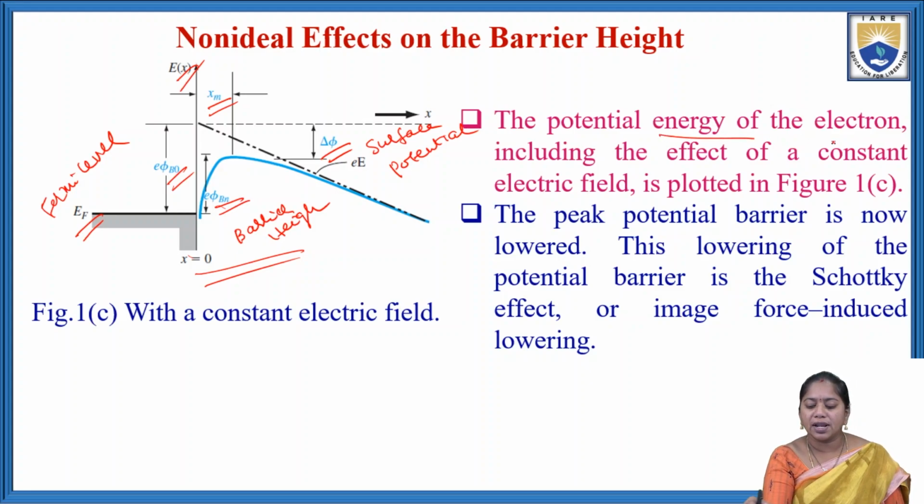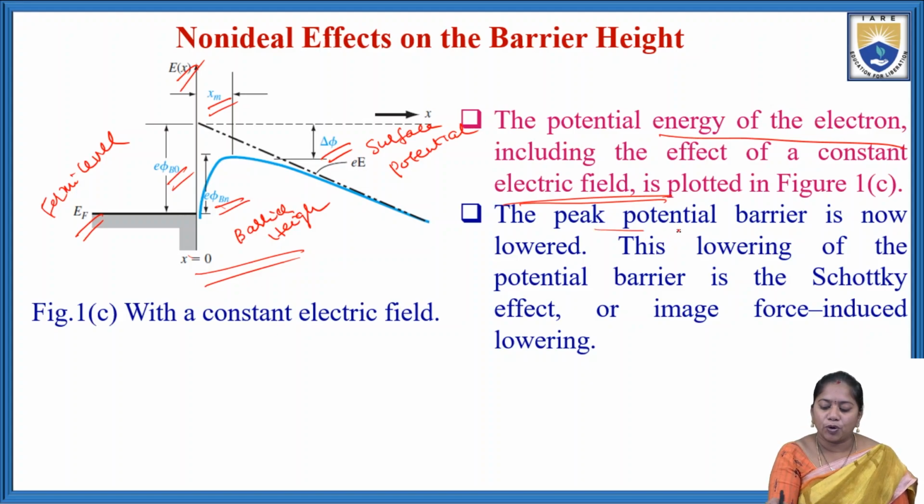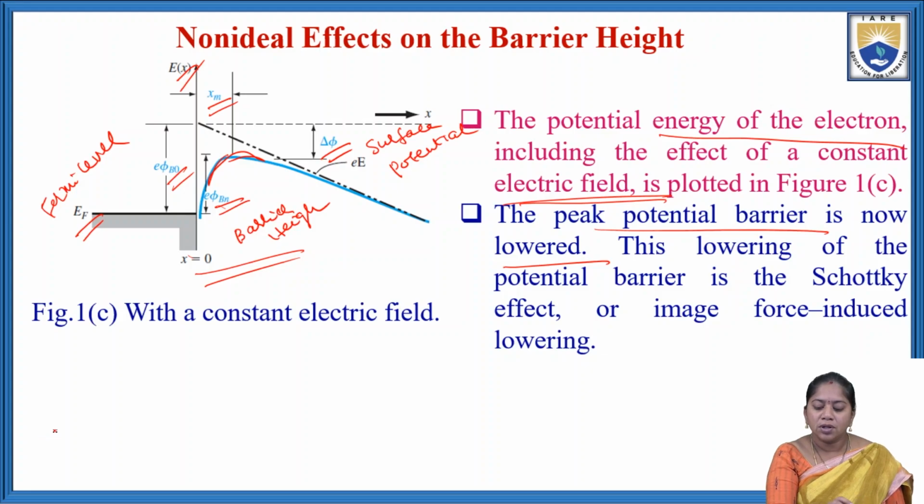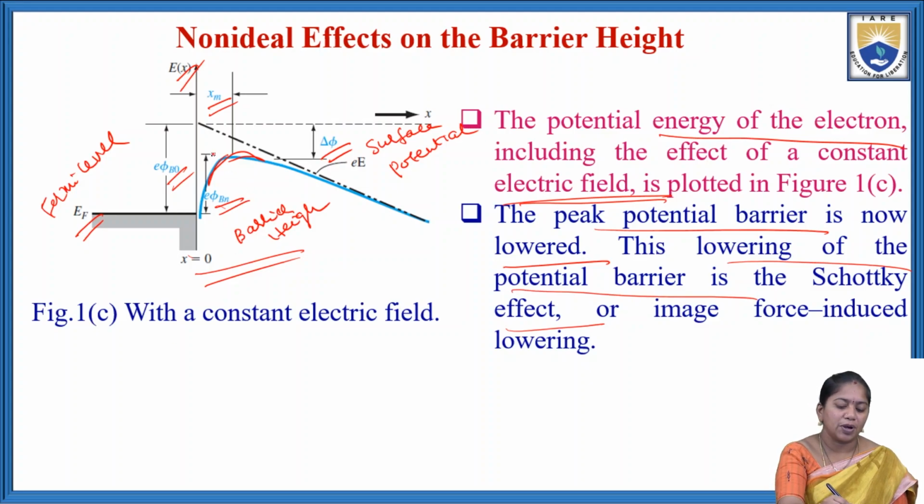So this is the potential energy of the electron including the effect of a constant electric field, as shown in this diagram. The peak potential barrier is now lowered. This is the peak potential barrier, which is lowered due to the image force. This lowering of the potential barrier is known as the Schottky effect.